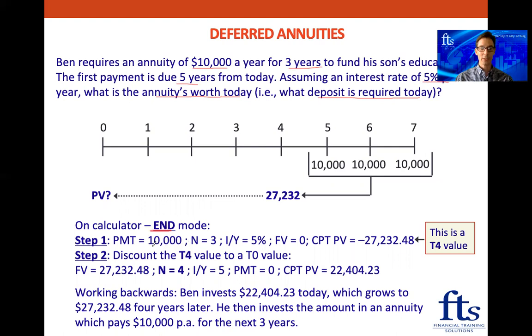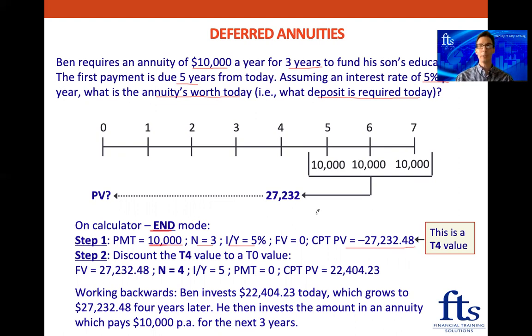So he needs 10,000 there each year for 3 years. So we've got 3 payments of 10,000 each. And the interest rate per compounding is 5% because we are using annual compounding, because it's 5% per year. And now all we need to do is hit our present value button. But what's the but here?